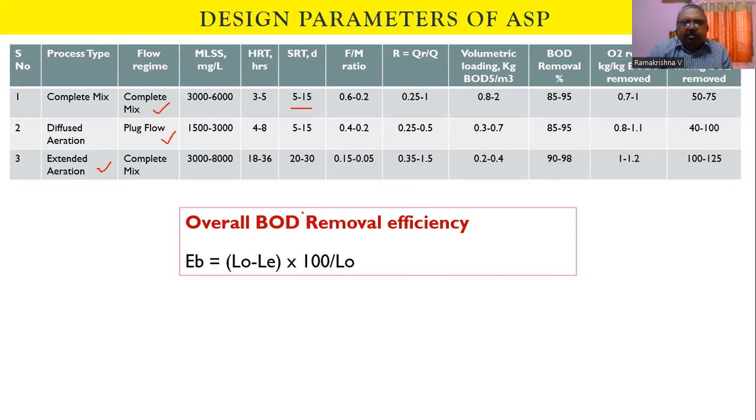Oxygen required, these are all checkpoints: oxygen required in kilograms per kilogram of BOD5, and the air requirement in meter cube per kilogram of BOD. So while doing all the design calculations, we need to have a glance at these values, and accordingly we have to assume the range of these values. Then we do the calculations and perform the necessary checks. These tables are very important in the design of the activated sludge process.